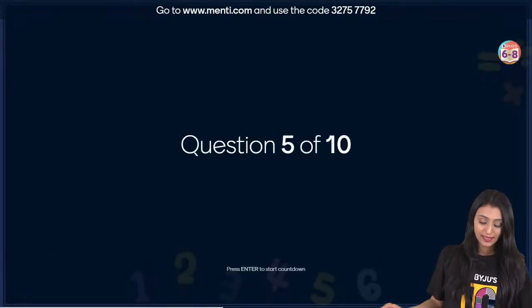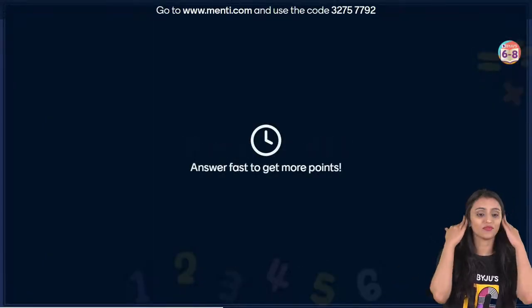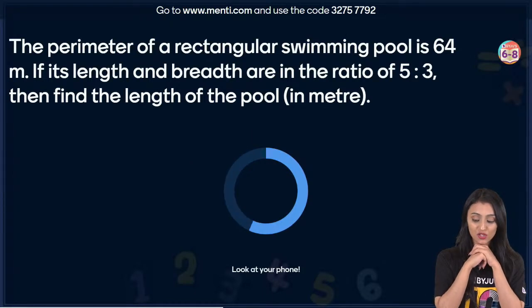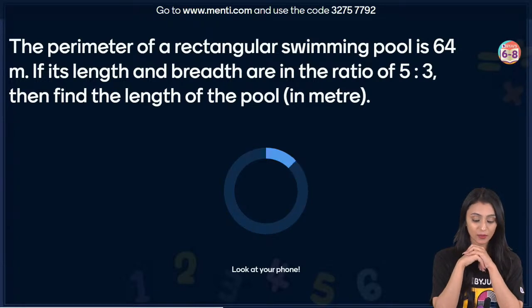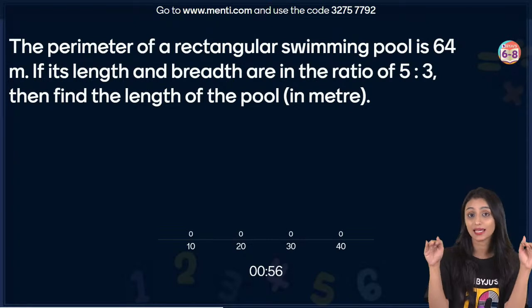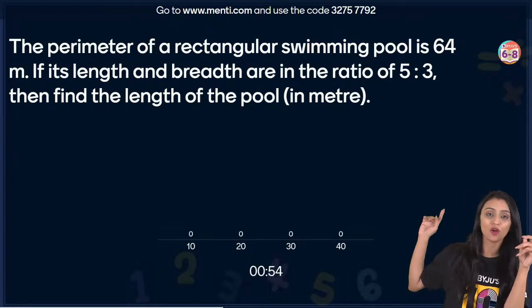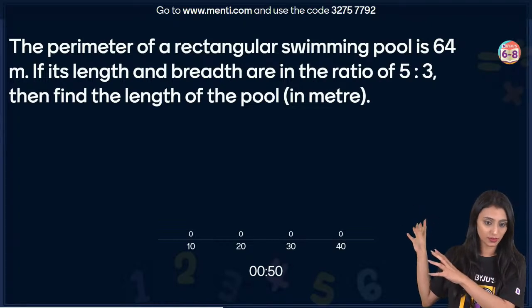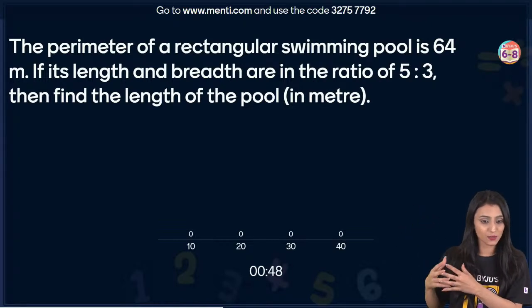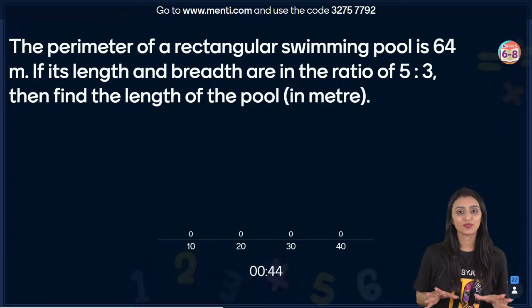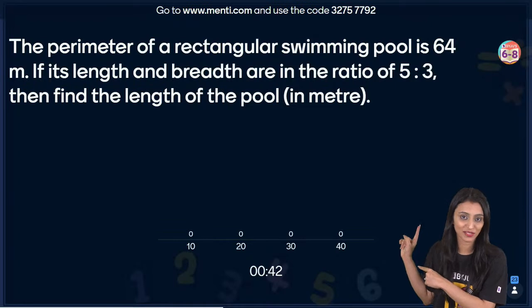Alright, let's move ahead. Let's take a look at another question. Question number 5. Yes. The perimeter of a rectangular swimming pool is 64 meters. If length and breadth are in the ratio 5:3, then find the length of the pool in meters. You have got 60 seconds to answer this question. And trust me, it is not difficult. But yes, this will require 60 seconds to answer. It is time consuming, calculative as well. If you are good with word problems, you will not face any problem solving this question, I'm sure.